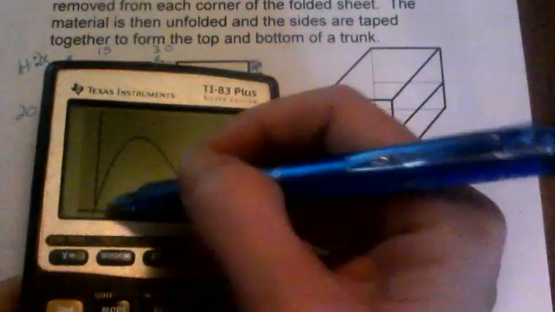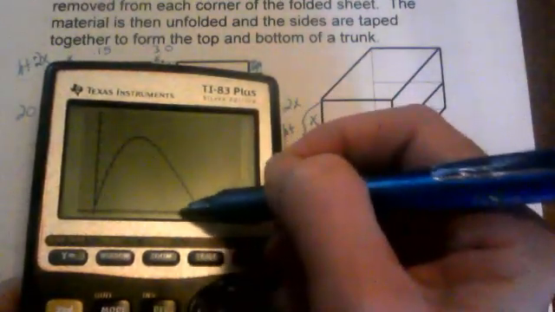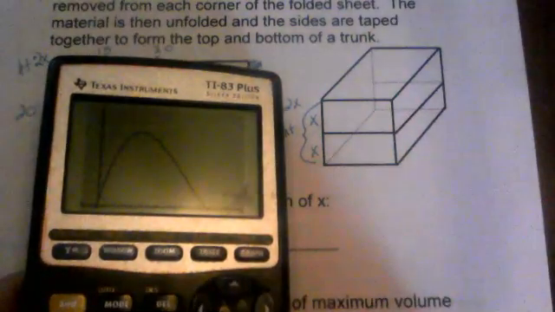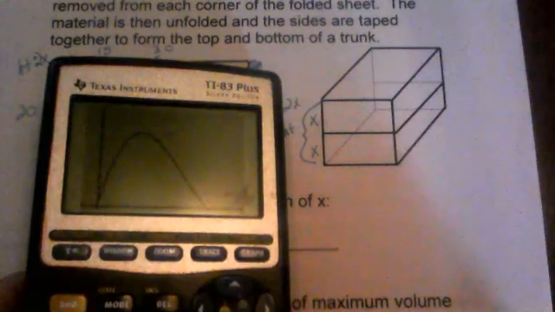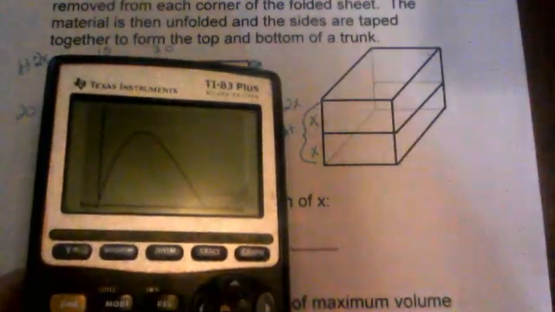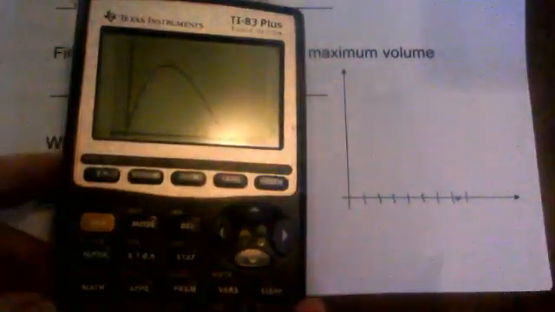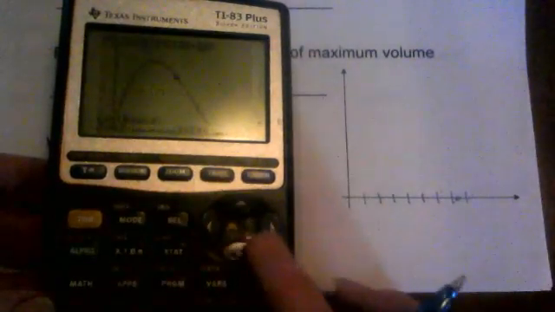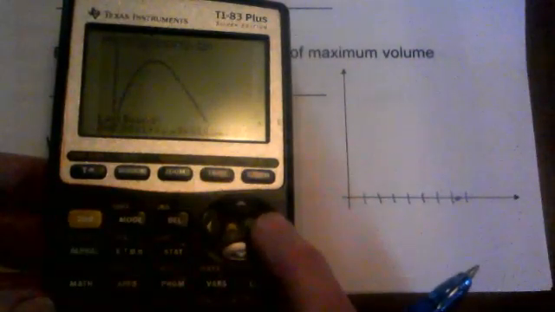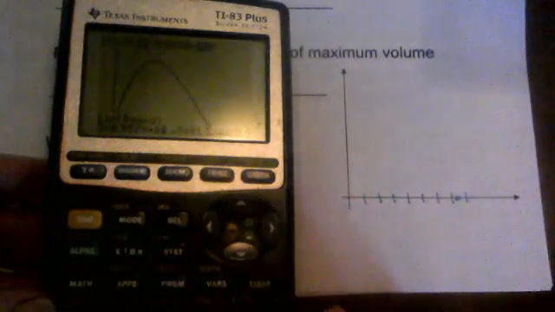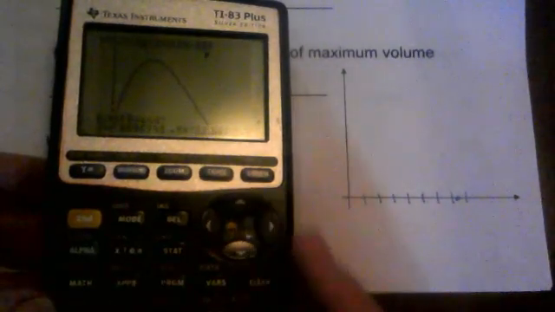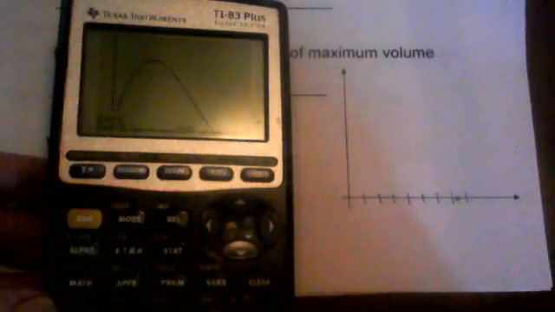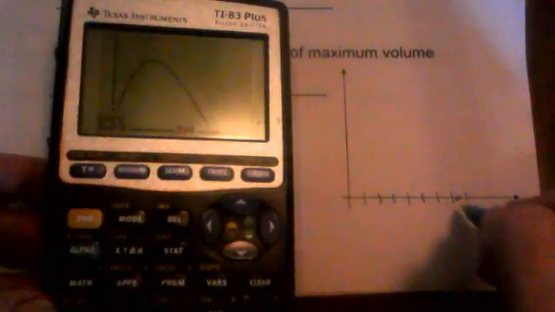So we're going to find that intersection. 1, 2, 3, 4, 5, 6, 7. It looks like a little more than 7. I'll go ahead and draw that on here. All right, let's go ahead and find that and make sure I've got that in the right spot. So second, calculate, zero. So it says that x is 7.5.